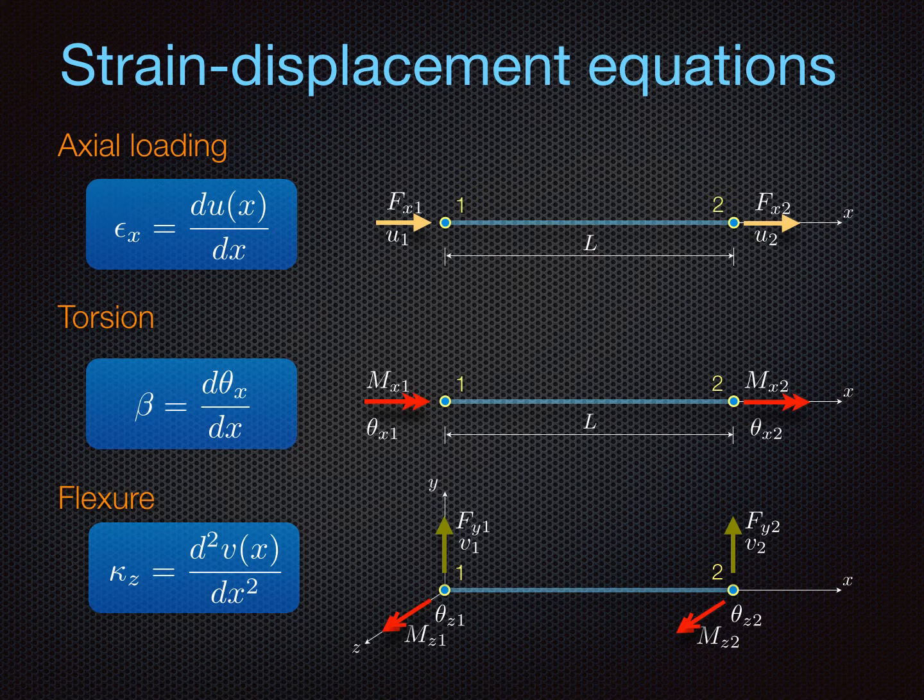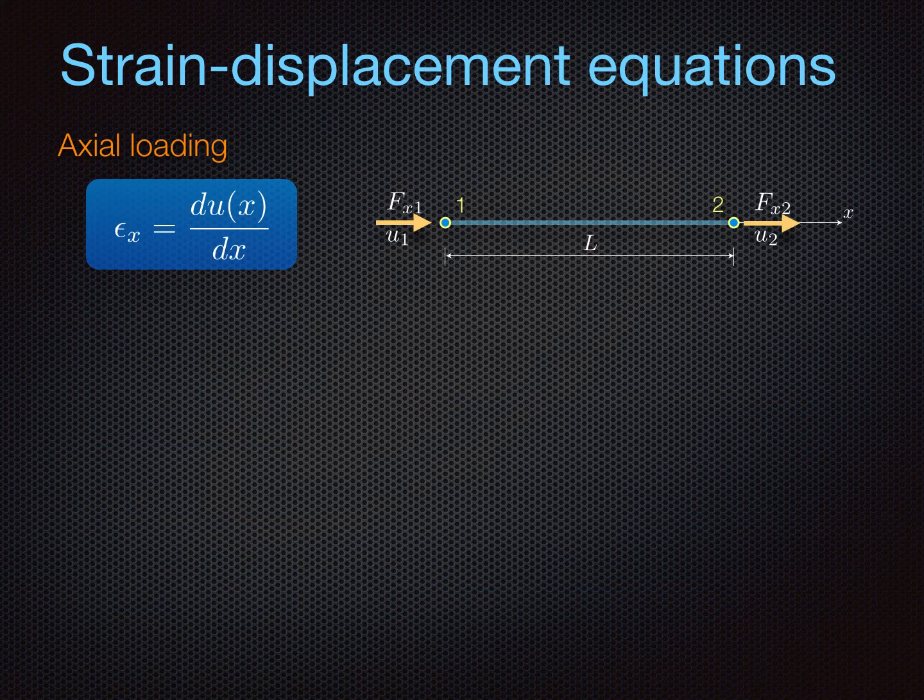So let's just go over each of these problems to obtain how the corresponding strain fields, epsilon sub x, beta, and kappa sub z, can be obtained from the shape function representations of the right-hand side. So let's focus on the axial problem first. For the axial problem, our shape function generalized coordinate representation was the inner product of these two vectors, the shape function vector and the nodal displacement vector.